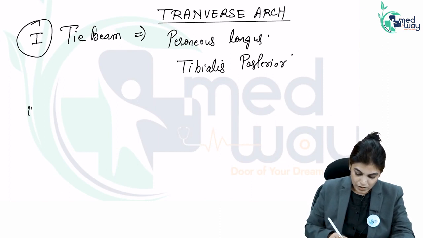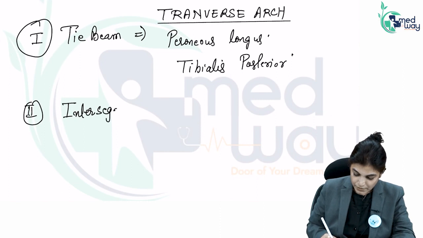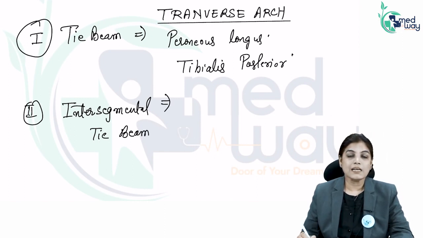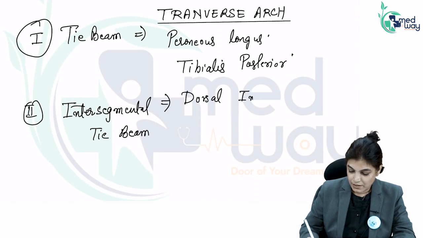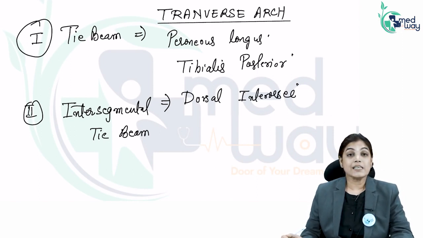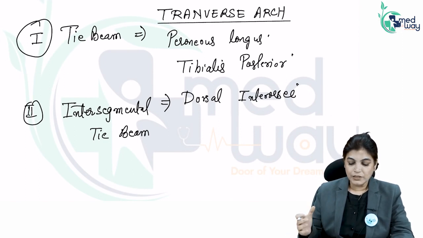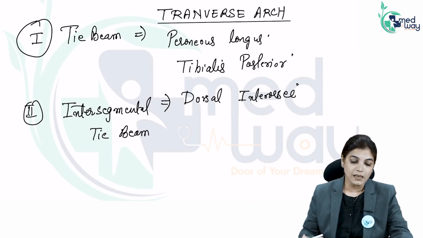Other than that, there are also intersegmental tie beams, which support the neighboring bones, tarsals and metatarsals. So we have got the dorsal interossei muscles as the intersegmental tie beams. Okay, and the major tie beams which do not let the bones get separated are the tendons of the peroneus longus and tibialis posterior.